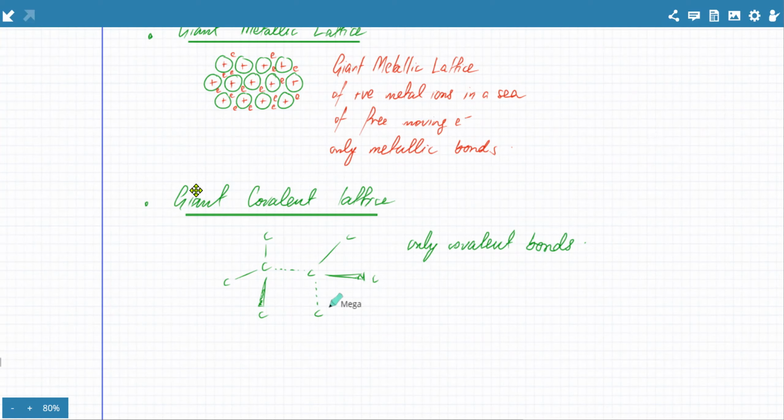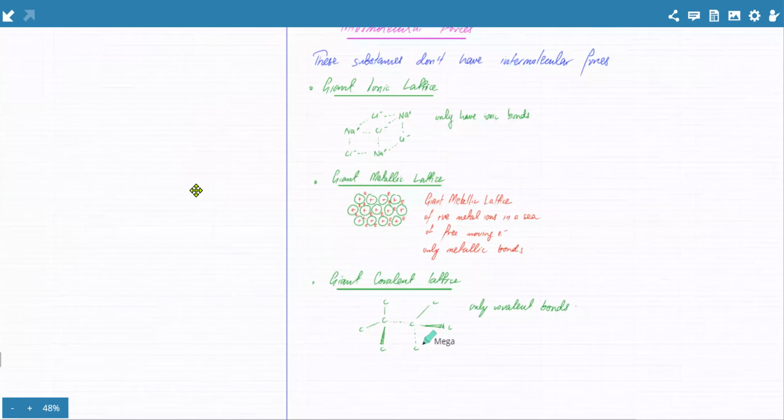So remember, all these three substances don't have intermolecular forces, they only have bonds. If you see a crystal of a salt, then it's one interconnected structure. It's a single entity. If you see a piece of metal, that's a single entity. Everyone is bonded to everyone else. If you see a diamond, all the atoms are bonded to each other. So there are no intermolecular forces.